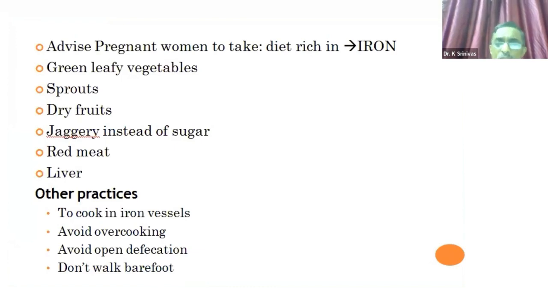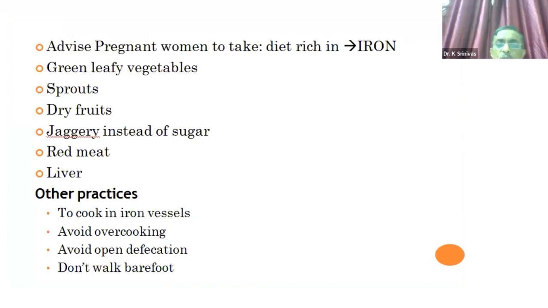Prophylactic iron is given to every pregnant woman, whereas therapeutic iron is given to only women with anemia. Please understand this difference. Then you have to give some general advice to every pregnant woman. Advise her to take a diet rich in iron, like green leafy vegetables, sprouts, dry fruits. They can use jaggery instead of sugar. Then red meat and liver, which are very rich sources of iron, and they have heme iron, which is very well absorbed.